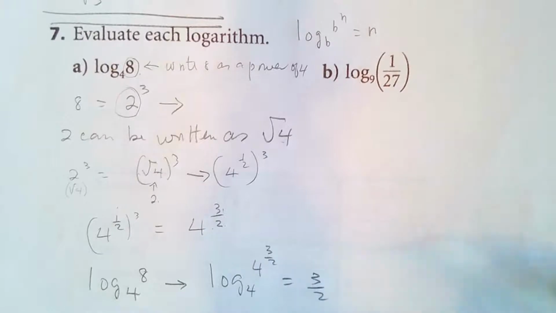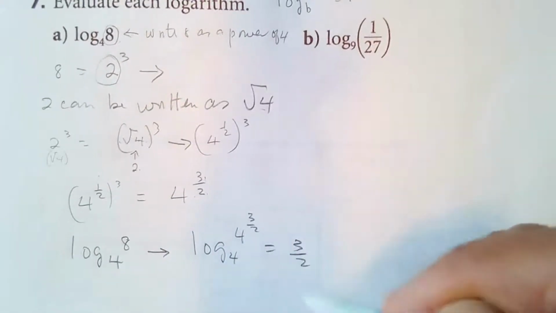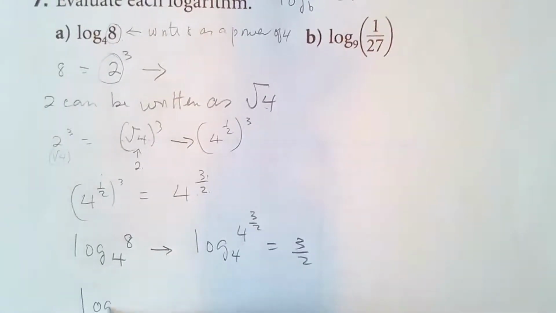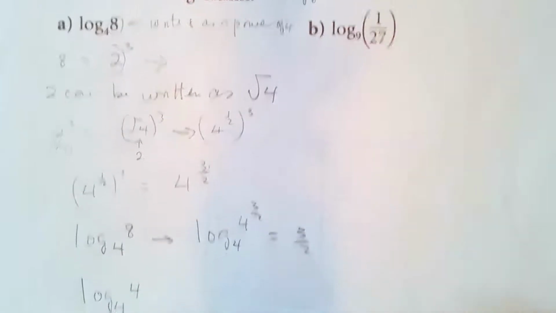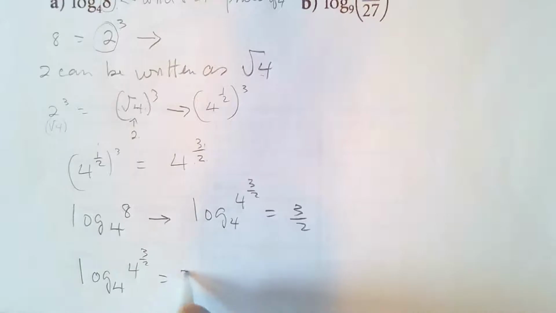You'll see questions like these given regularly. Just be careful with your results. So we can conclude, write it underneath here, 3 over 2 is equal to 3 over 2.